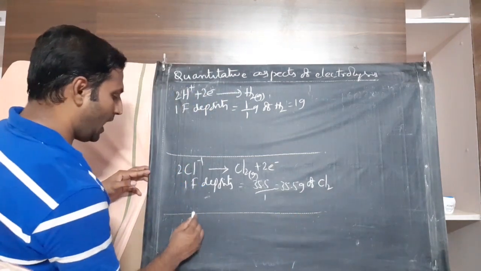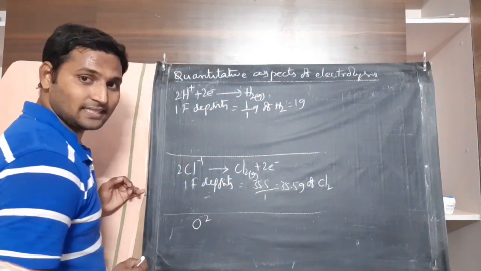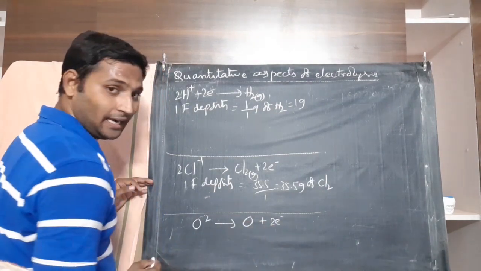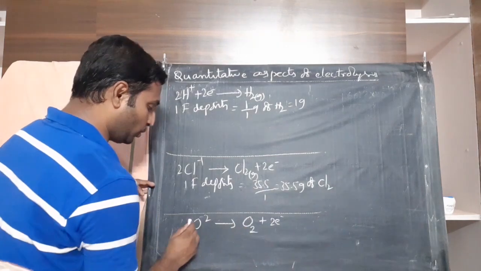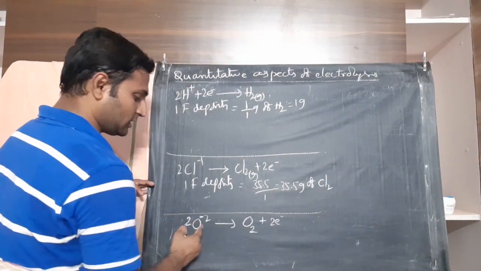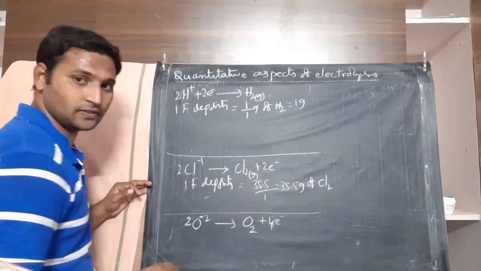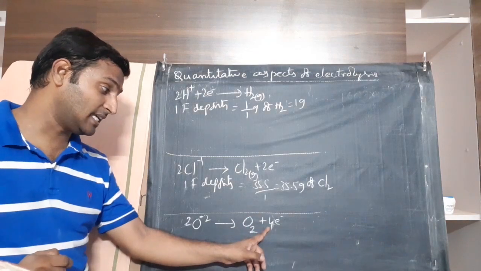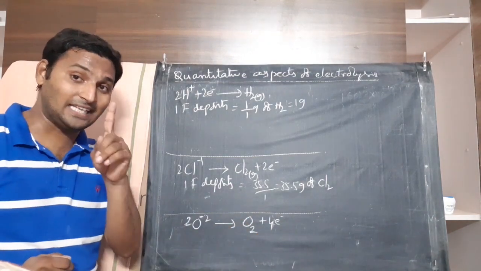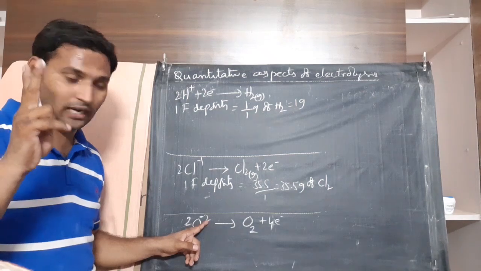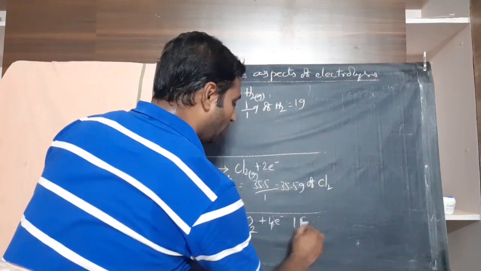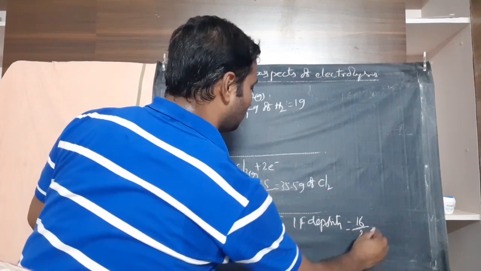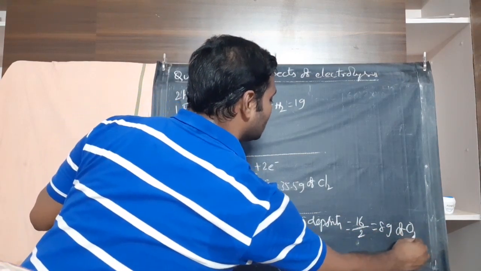Similarly, oxygen, let me take. Oxide exists as O minus 2, so it will have to lose 2 electrons to become an oxygen atom. But oxygen gas is liberated as O2, so you would need 2 moles of O minus 2, that's why it will be 4 electrons. The reaction may have 4 electrons, but what do you mean by valency? As I told, valency is the number of electrons lost or gained by each atom. So each oxide is losing only 2 electrons, so its valency is 2. Therefore, 1 Faraday deposits, its atomic mass is 16, 16 by 2, that is 8 grams of oxygen gas.